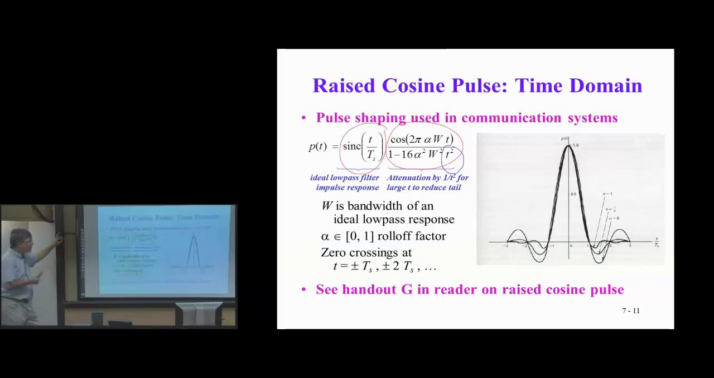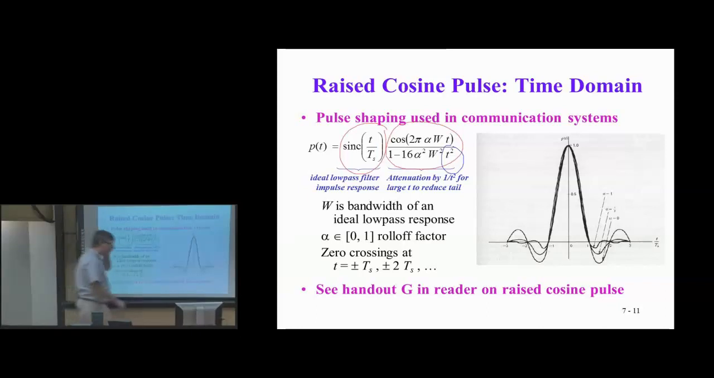And we'll look at the impact on the frequency response on the next slide. So again, we have an ideal low-pass filter response, a two-sided sinc, and we attenuate this by another term that's proportional to 1 over t squared. Go ahead. There's no Fourier transform for that. There is. Next slide. Oh, there is? Yeah, someone else worked it out. We're going to look this one up, right? Why reinvent the wheel?